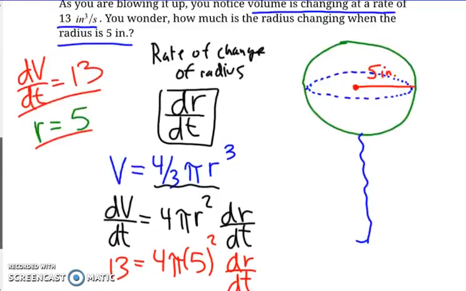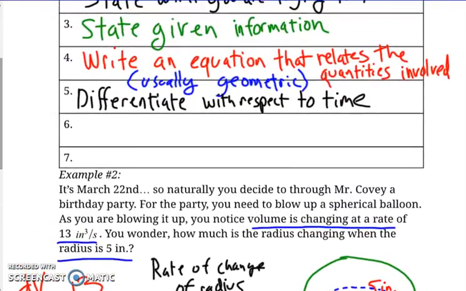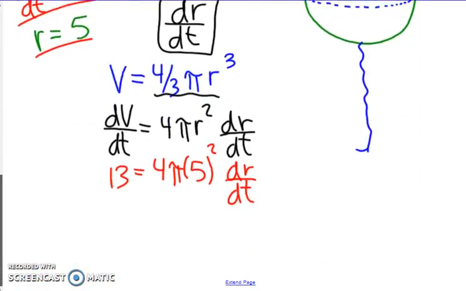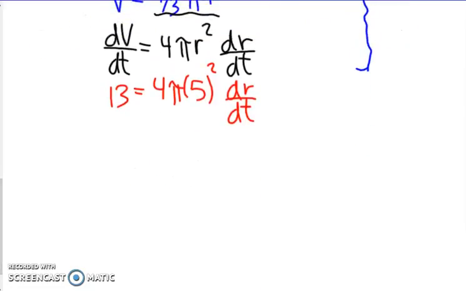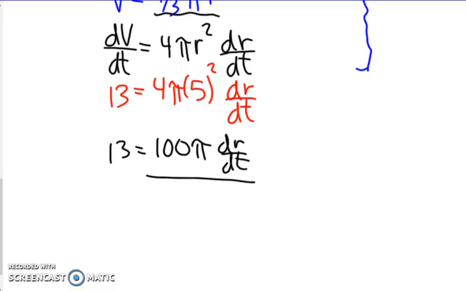So our sixth step is to sub in any given information. And our last step here is just to solve for whatever we're trying to find. So we want to figure out dr/dt. So let's calculate this out. We got 13 equals 5 squared, 25. 25 times 4 is 100. So equals 100 pi dr/dt. And now we just divide both sides by 100 pi. And we're done.